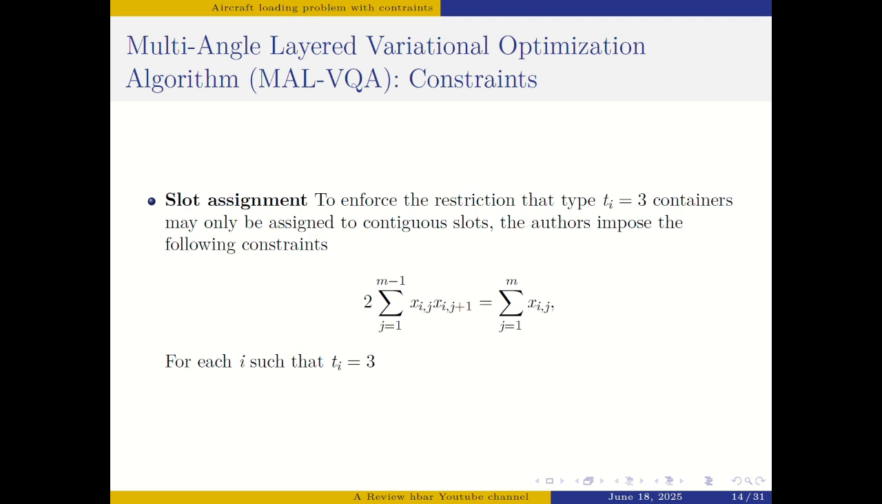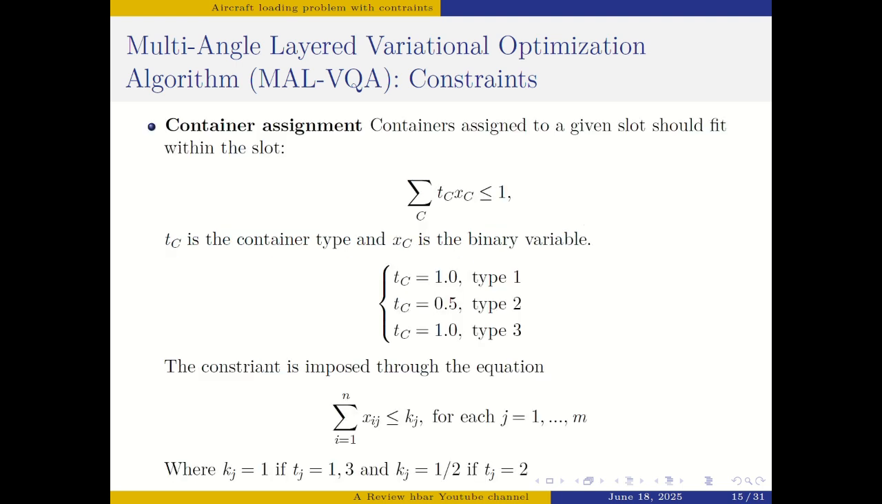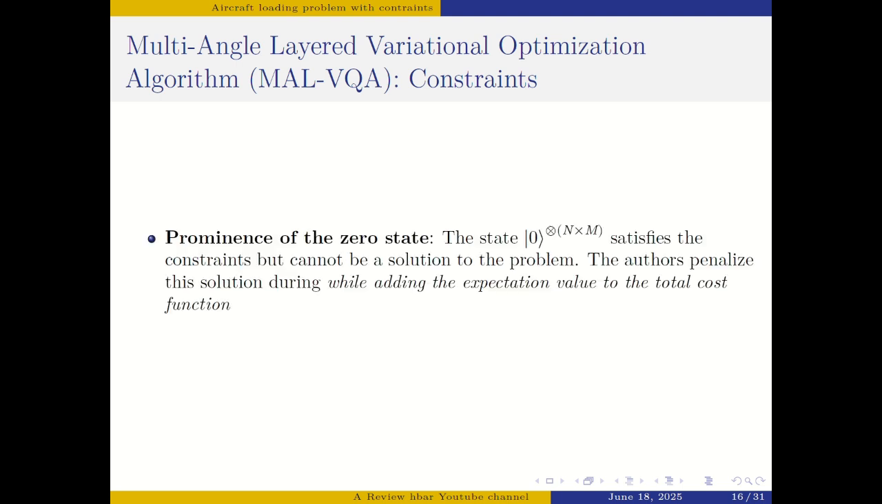In addition to making sure that the same container is not placed in multiple positions, we also need to guarantee that each container fits within the capacity of the slot it is assigned to. More specifically, type 1 and type 3 containers fully occupy a slot, while a type 2 container only takes up half of it. This constraint enforces that logic. And finally, this last constraint targets a trivial solution, the all-zero state, which the author specifically penalizes in the cost function.